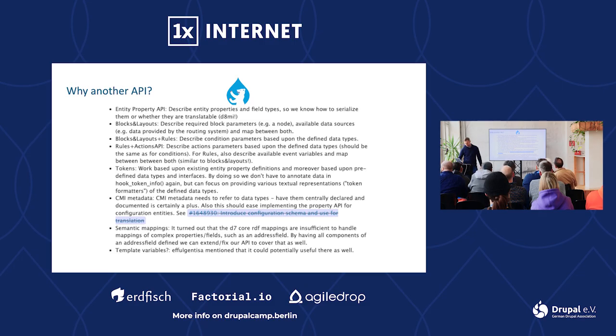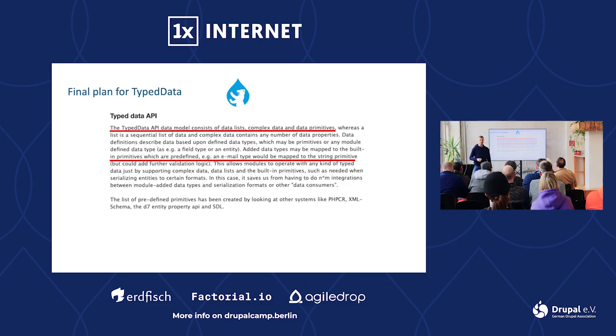So yes, there you go. We have the decision that we are going to implement this API. The community prepared a short description of how it is going to look, that the type data API will be a module that will consist of data lists, complex data, and data primitives, pretty straightforward. But what's very important is that all the representations should be easily mapped to the built-in primitives. Why? Because they have in the back of their heads that we should have an easily machine-readable way to represent the data in as many formats as we wish, right?